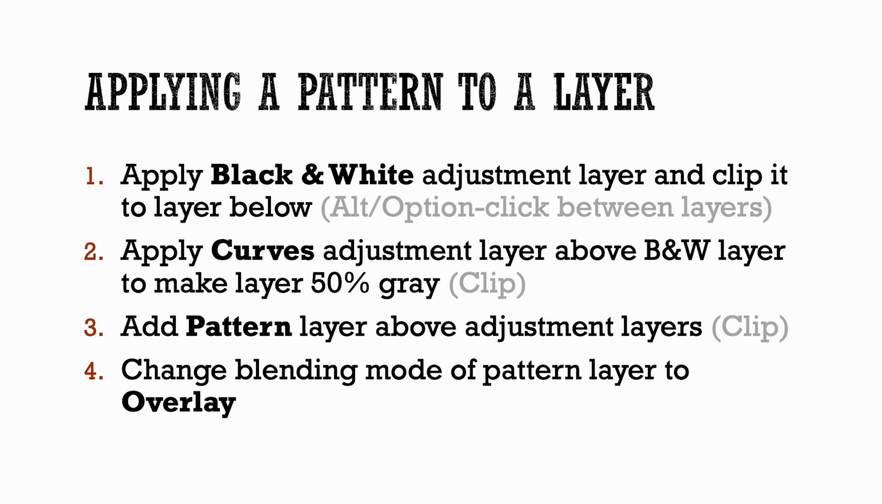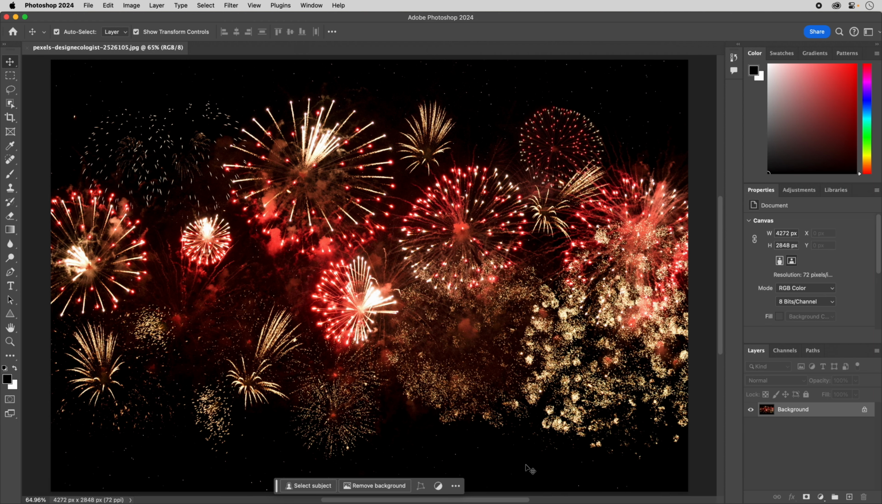Then we'll apply this pattern to a layer. Essentially, these steps will allow us to apply the pattern and add some variation to the pattern in order to make it look three-dimensional. So here's an image I found on Pexels.com. It's just some fireworks. Let's see if we can make an interesting pattern from this.